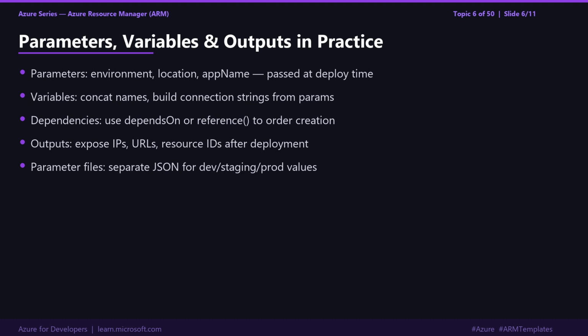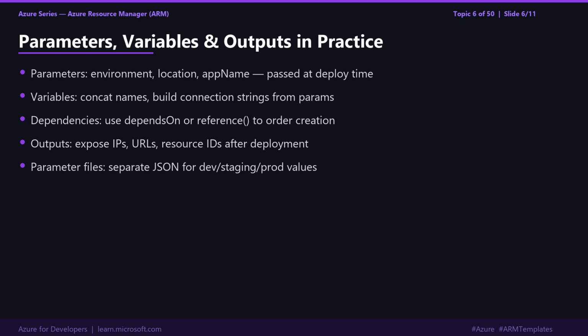shop.dev.params.json, shop.prod.params.json. Variables solve the repetition problem. If your application name is shopapi and your environment is prod, you probably want to name your storage account shopapiprod, your web app shopapiprodapp, and your database shopapiproddb. Define the base combination once as a variable and reference it everywhere. Change the environment parameter and every resource name updates consistently.